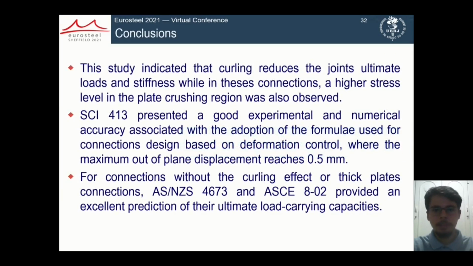This study indicated that curling reduced the joint ultimate load and stiffness of the connection. A high stress level in the plate crush region was also observed. The Eurocode presents a good experimental and numerical accuracy associated with the adoption of the formula used for connection design based on deformation control, where the maximum out-of-plane displacement reached 0.5 mm. For connections without the curl effect, or thick plate connections, AS/NZS and AC provide an excellent prediction of the ultimate load carrying capacity.